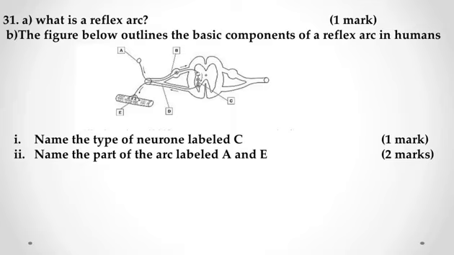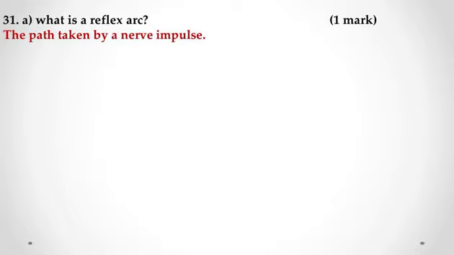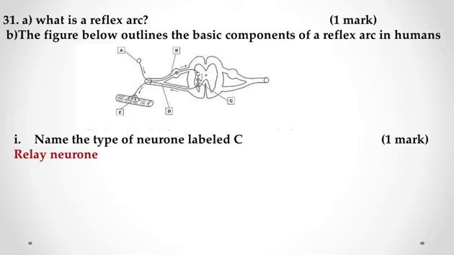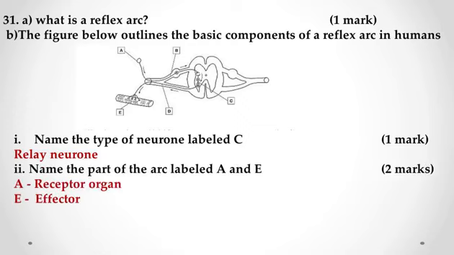Question 31a. What is a reflex arc? Question 31b. The figure below outlines the basic components of a reflex arc in humans. Name the type of neuron labeled C, and name the parts of the arc labeled A and E. A reflex arc is the path taken by a nerve impulse. The type of neuron labeled C, as you can see, is the relay neuron, and the part of the arc labeled A is the receptor organ, and the part labeled E is the effector.